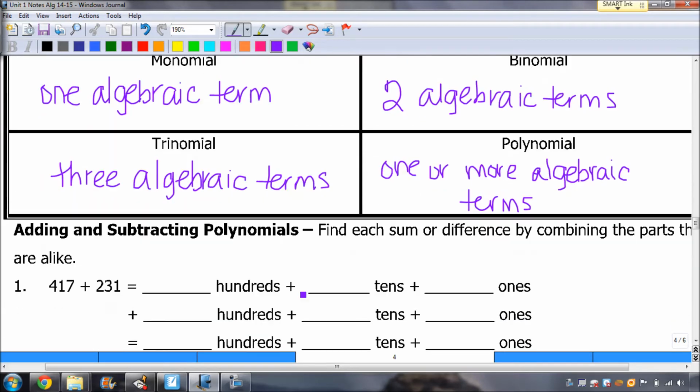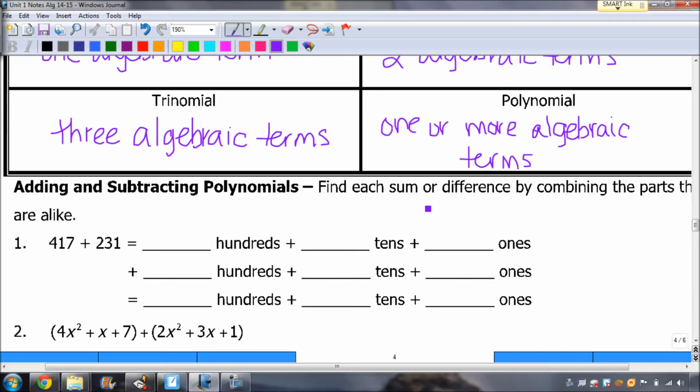Alright, so let's look at what we have here. Find each sum or difference by combining the parts that are alike. So now the first question that you have here is super easy. You guys can just add 417 with 231 together. You do this all the time. So you end up getting 7 plus 1 is 8, 1 plus 3 is 4, 4 plus 2 is 6, right?